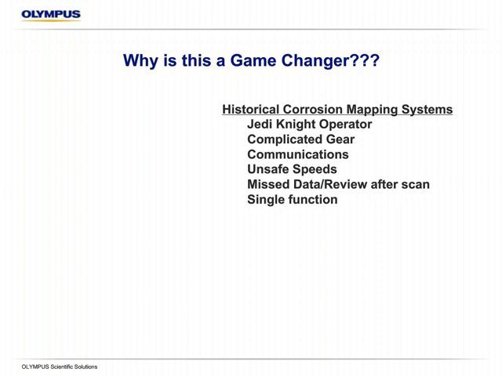Communication errors can occur. You might run at unsafe speeds, and might not know that you've missed data until after the scan, because it's hard to view large area data moving at that speed on the fly. And then, a conventional ultrasonic mapping system is typically just that. It's not designed to do a whole range of other ultrasonic tests.